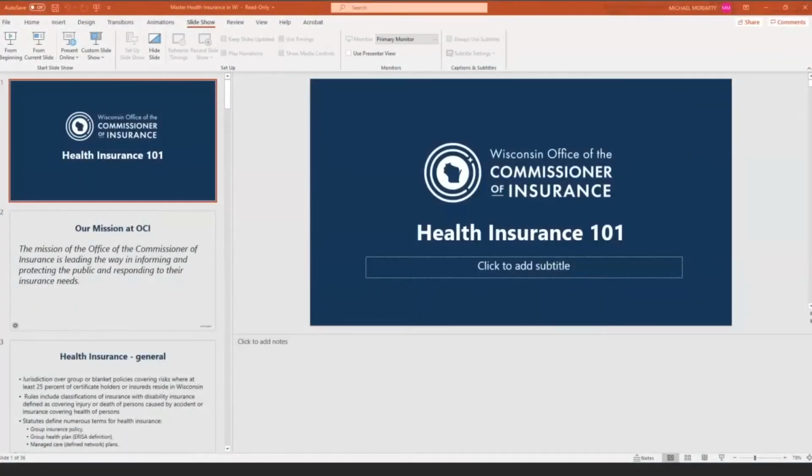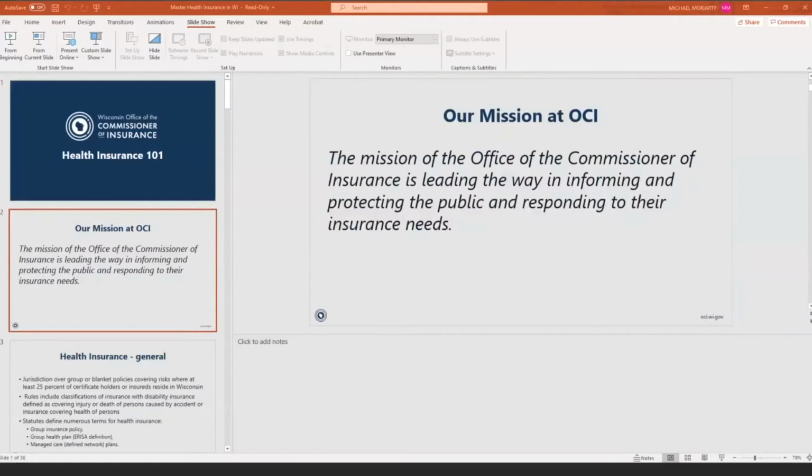So next slide. Again, just reminding you of what our mission is. We're leading the way in informing and protecting the public and responding to insurance needs.